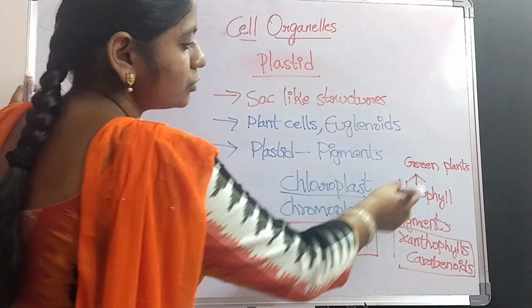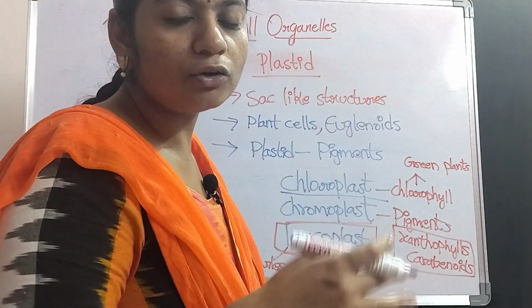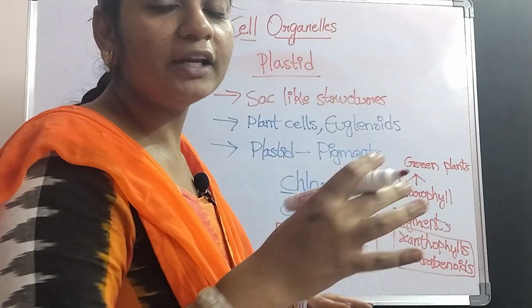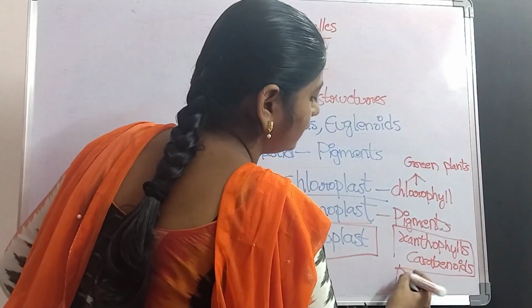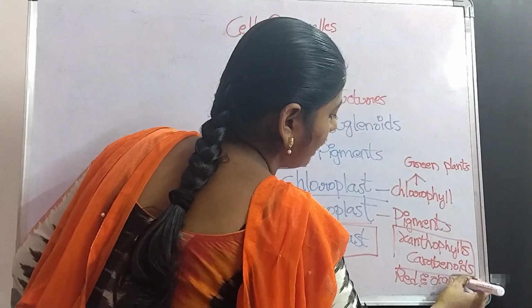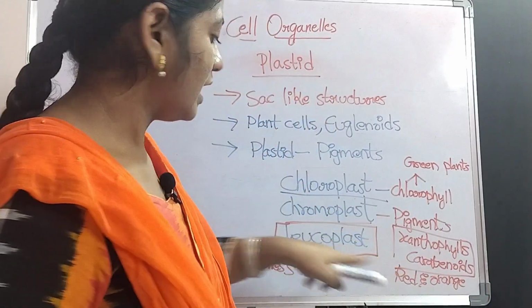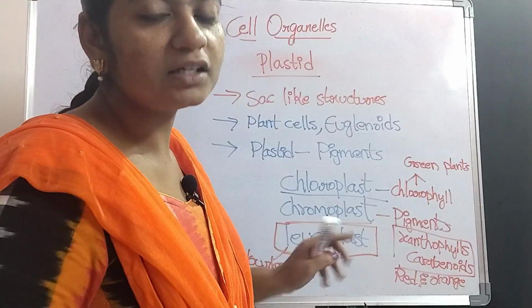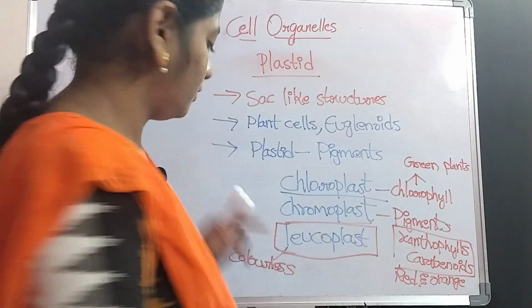Here the chloroplast gives green color to the plants, whereas the chromoplast gives orange or red color to the euglenoids or other organisms. So red or orange color is promoted by the chromoplasts through xanthophylls or carotenoids. And here the leucoplasts are colorless. They do not contain any type of pigments.